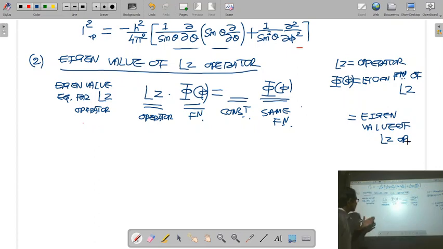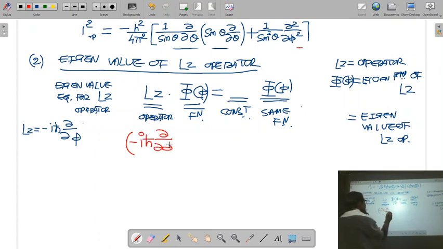Okay. Now I have given you that the operator for Lz is nothing but minus i h cross d by d phi. It depends only on phi coordinate. That is why I am operating Lz operator on phi function only, not on theta function. So the quantum mechanical operator for Lz is minus i h cross d by d phi. That you will also obtain in quantum mechanics.